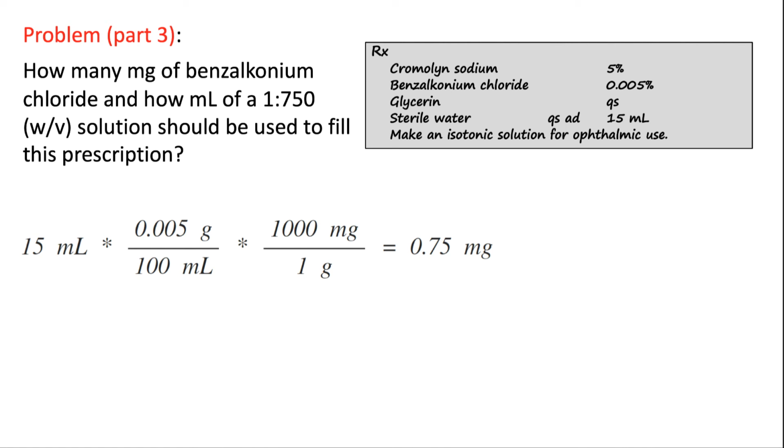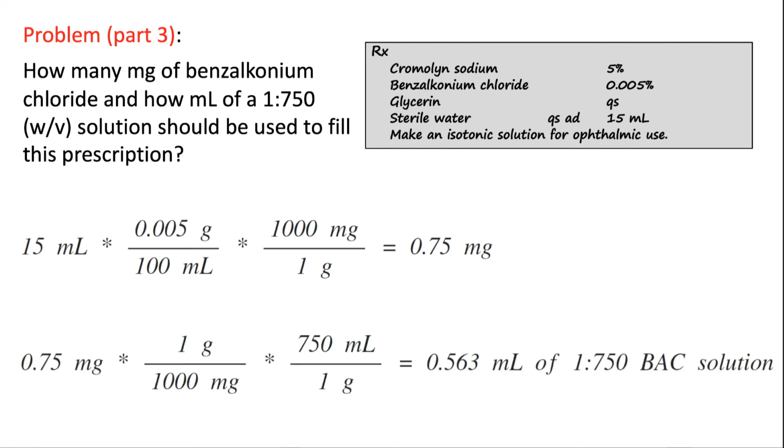The prescription calls for 15 milliliters, so we'll start with 15 milliliters, and let's multiply it by its concentration, which we desire to be 0.005%, which means 0.005 grams for every 100 milliliters. So then the milliliters cancel and we'll be in grams. To convert from grams to milligrams, we multiply by 1,000 milligrams per gram, and we see, if we do the math across, that our 15 milliliters will need to contain 0.75 milligrams of benzalkonium chloride.